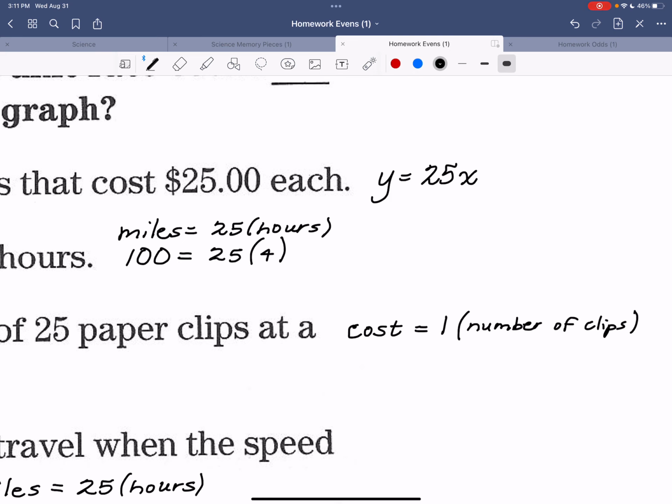Cost is $1 times the number of paper clips. Let's go at it this way. So this would be cost equals $1 times 25 clips. Does that even make sense? $25 for a box of paper clips, for 25 paper clips, that doesn't make sense to me. That's where I'm saying in my gut, I know that that just cannot be.